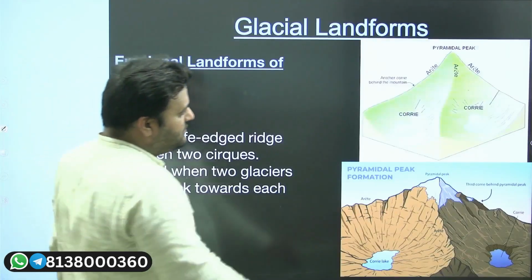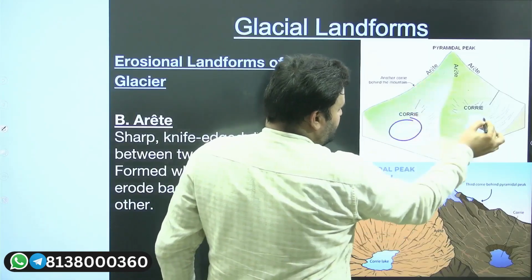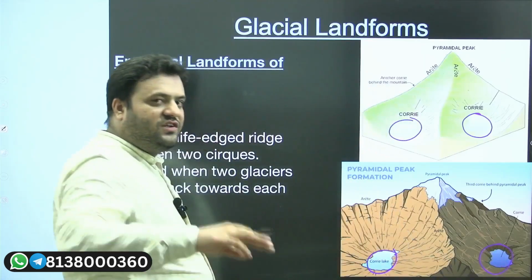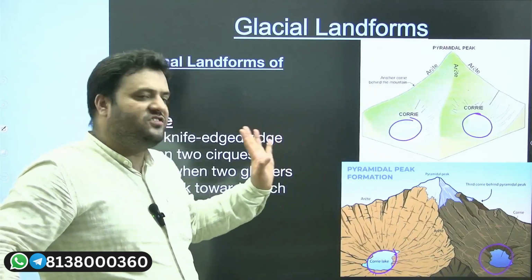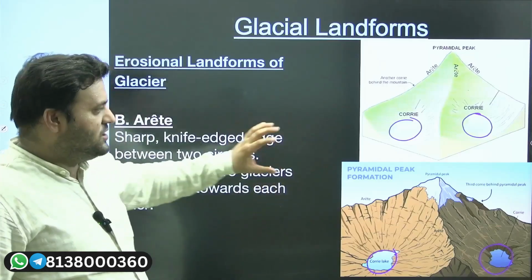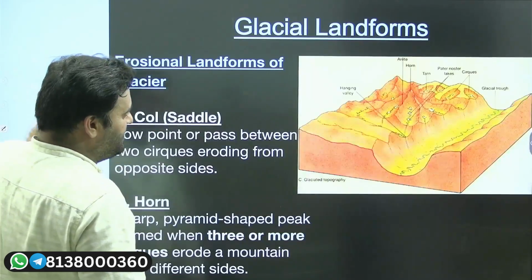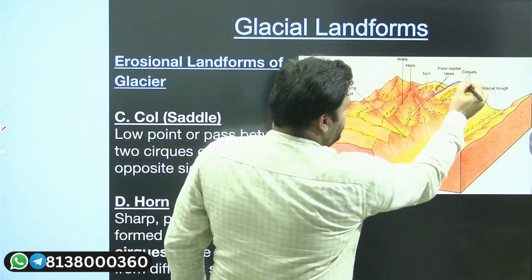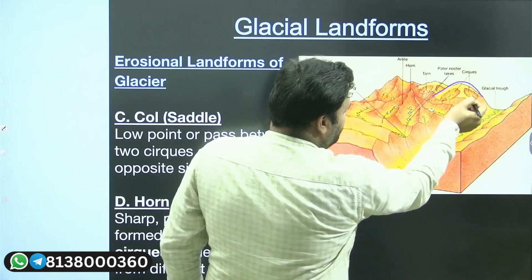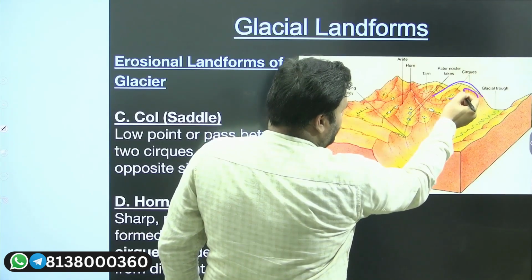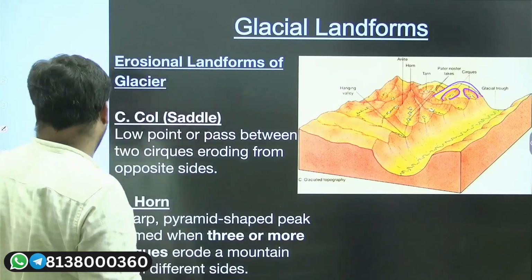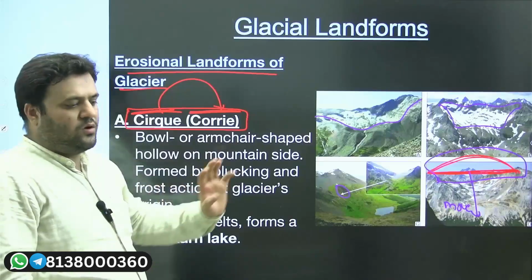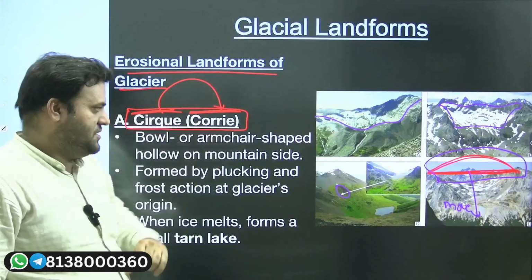Let me give you one more example. Here you will see, this is Cori, this is cirque. And if the cirque is filled with water, that will be termed as Cori Lake. Cirque and Cori are the same with respect to their appearance. In this image, suppose we have a mountain like this, and the glacier is moving. As a result of the movement of the glacier, the depressions which have been formed will be termed as cirque. And if it is filled with water, we will call that a Cirque Lake or Cori Lake.